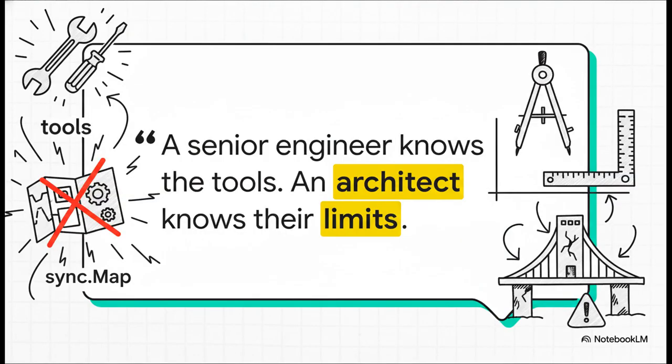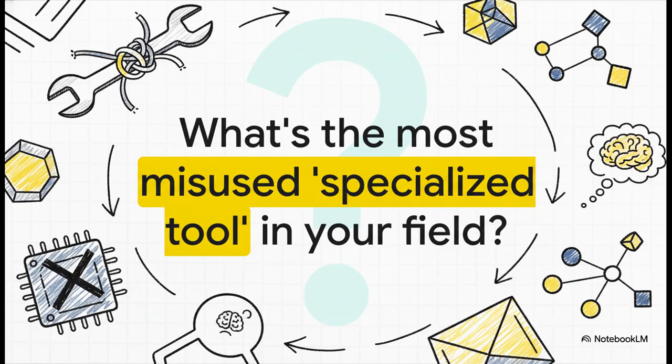And this really gets to the core lesson here. Look, it's easy to learn what a tool does. The real skill, the thing that marks a true architect, is understanding its trade-offs and knowing its limits. So I'll leave you with this question to chew on. Every single field has its own version of a sync.Map, right? A powerful, specialized tool that is so often misunderstood and misused. What's the one in your world?